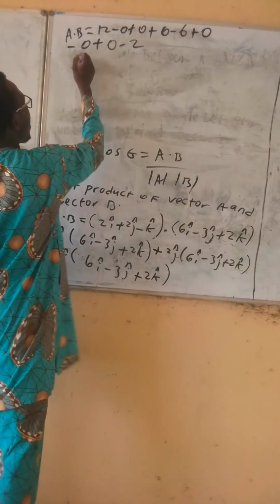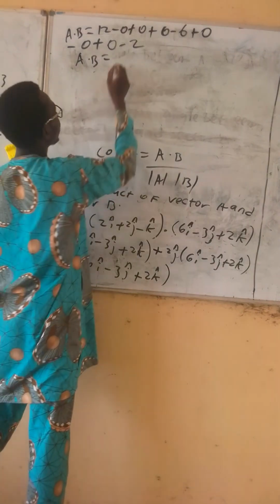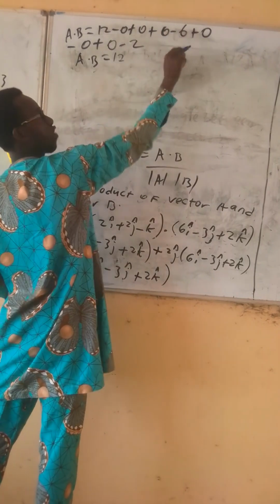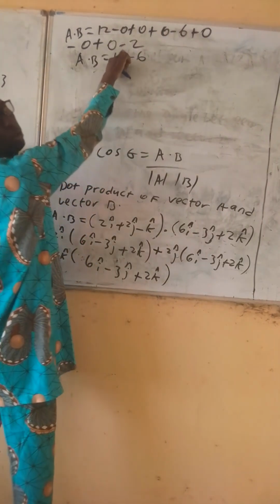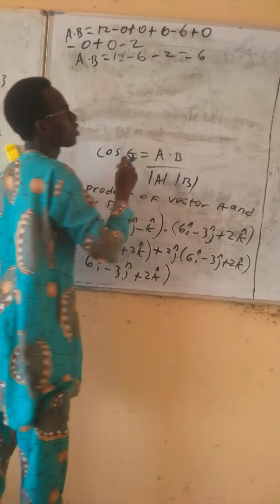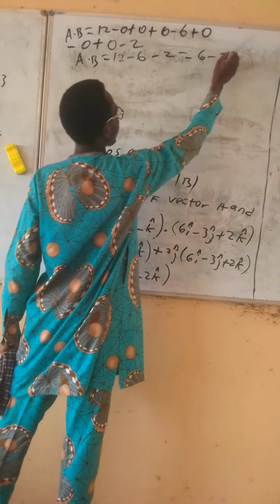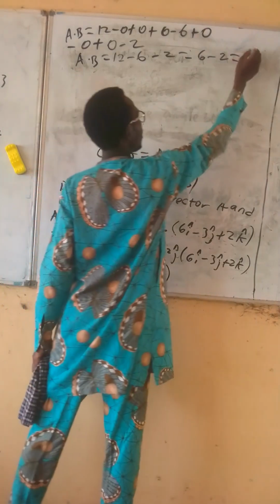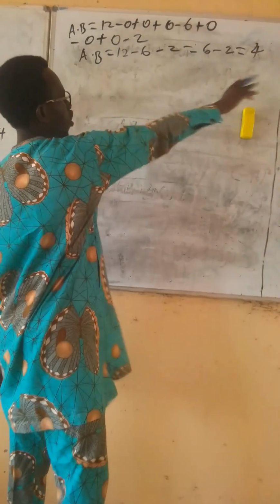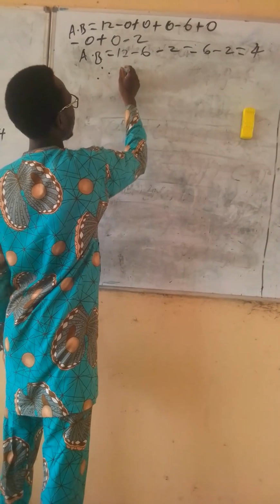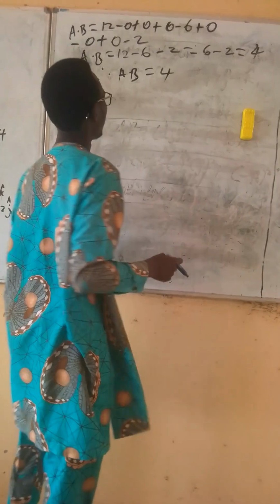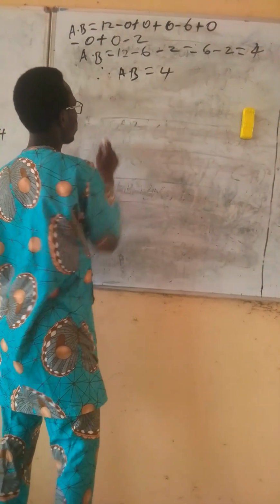So A dot B is 12 minus 0 minus 0 minus 0. What do you have next? Minus 6, and we have minus 12. So if you do it correctly, 12 minus 6 is 6, right? Then we have minus 2. 6 minus 2 is 4. Therefore A dot B equals 4. Now having done that, let's find the modulus of A.